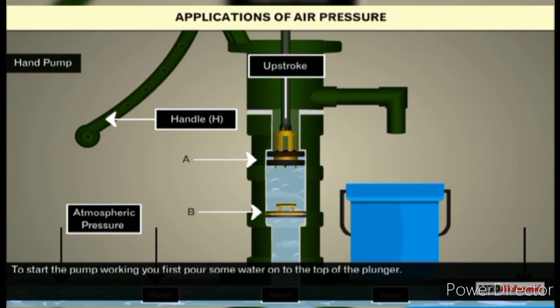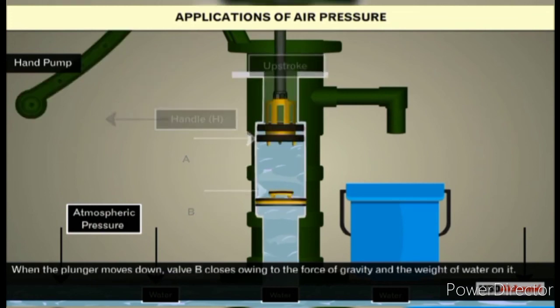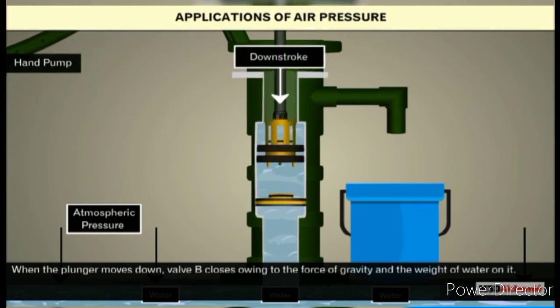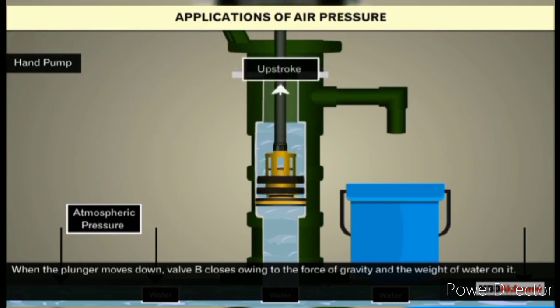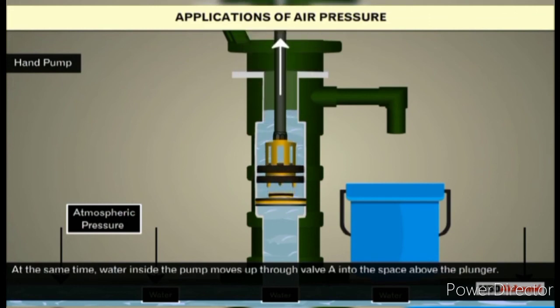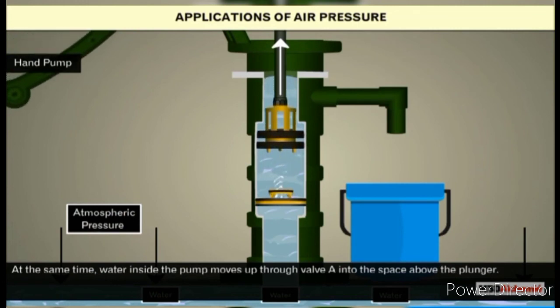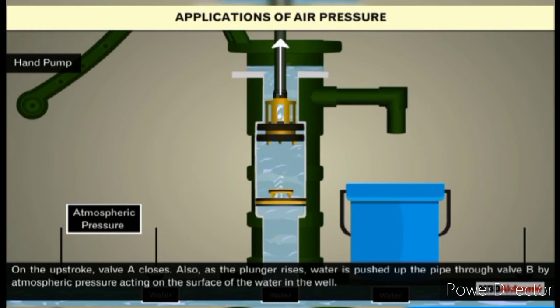To start the pump working, you first pour some water on the top of the plunger. When the plunger moves down, valve B closes owing to the force of gravity and the weight of water on it. At the same time, water inside the pump moves up through valve A into the space above the plunger. On the upstroke, valve A closes. Also, as the plunger rises, water is pushed up the pipe through valve B by atmospheric pressure acting on the surface of the water in the well.